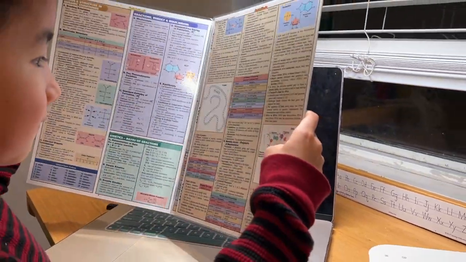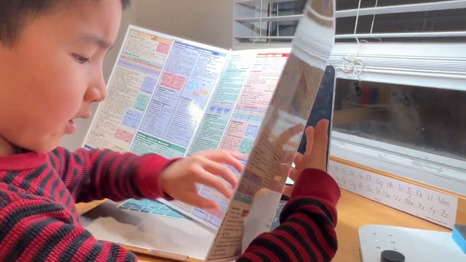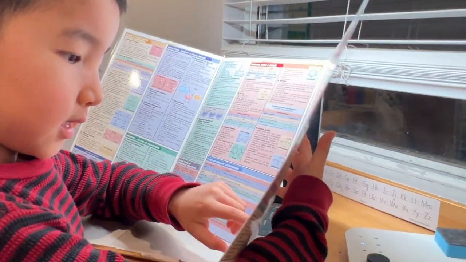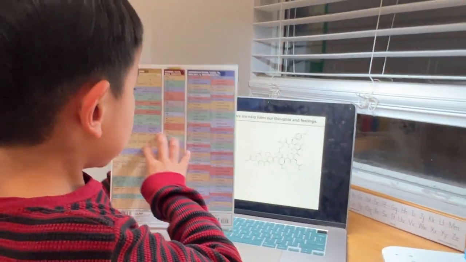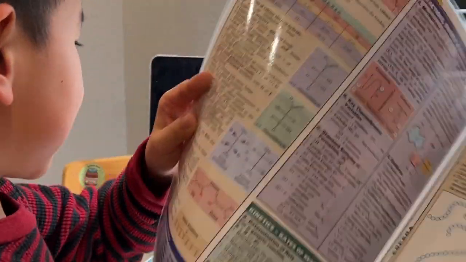Okay, so wait a minute, let me find it. Yeah, here it is. This is talking about the peptide. Where is it? Oh yeah, here it is. So here the SS. Okay, I can't find it. That's funny.